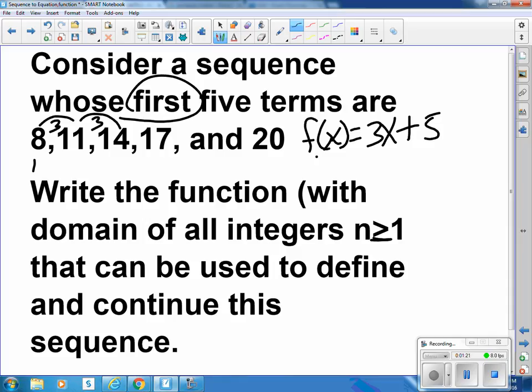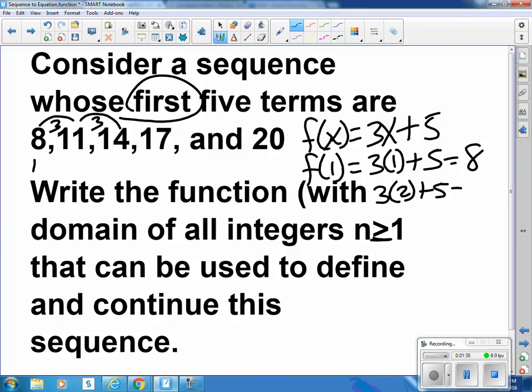Does that work if I put in a 1? F of 1 equals 3 times 1 plus 5. Yeah, that's 8. So that's the first term. If I put in a 2, that'd be 3 times 2 plus 5. That's 6 plus 5. That's 11. Yeah, that's the second term. Good. Okay, but now we want to do a recursive function also.